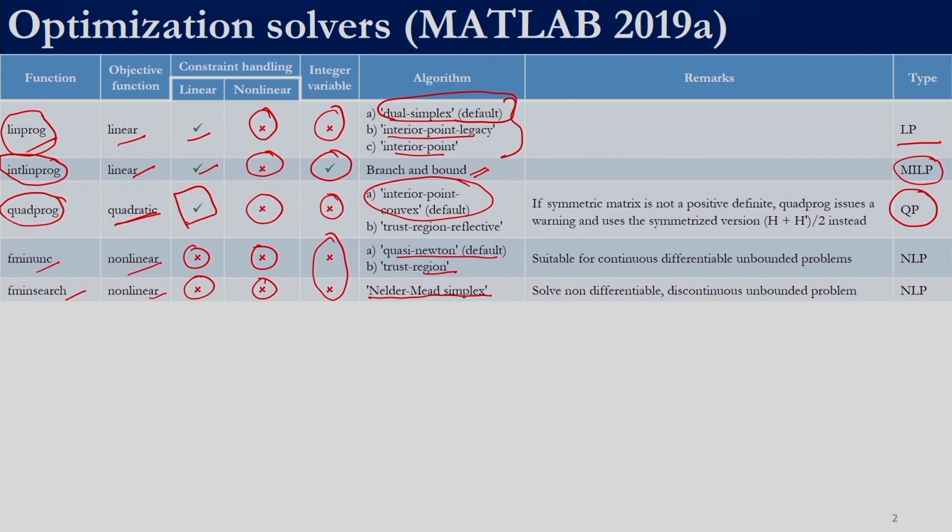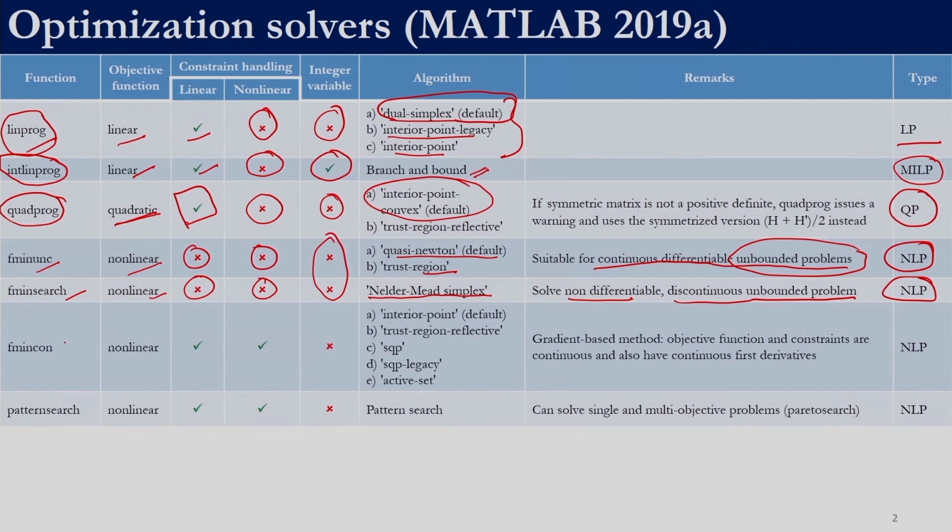So fminunc is suitable for continuous differentiable unbounded problems. So there should not be any bounds also. Whereas fminsearch can be used for solving non-differentiable discontinuous unbounded problems. Both of them fall under nonlinear programming, but unconstrained nonlinear programming.